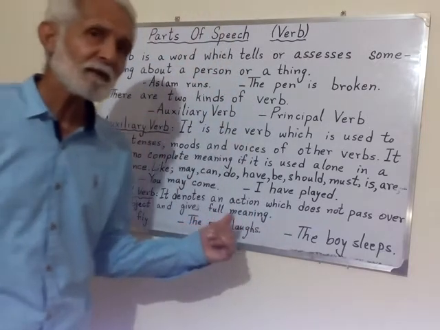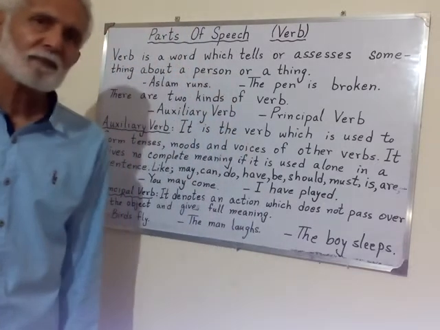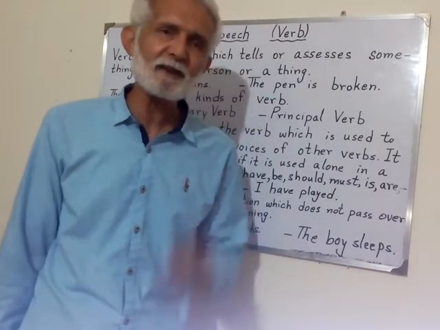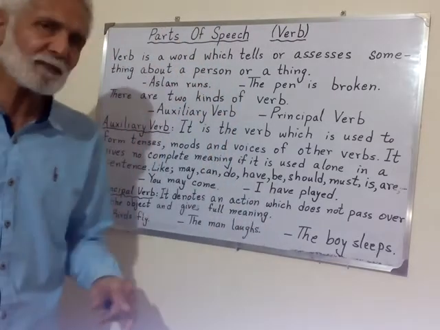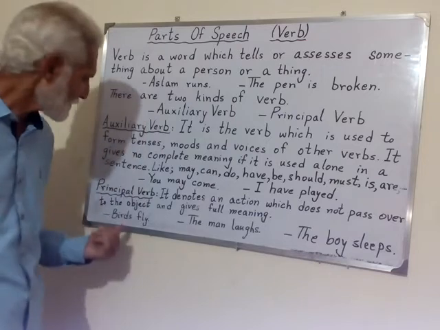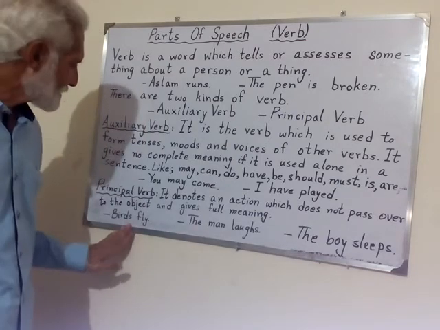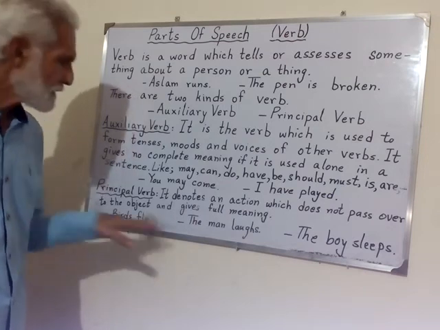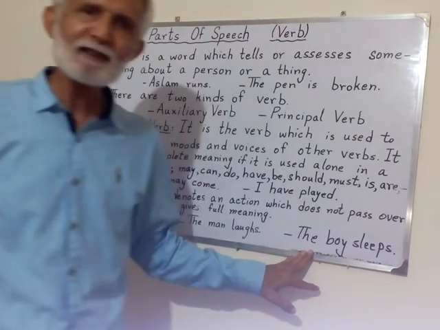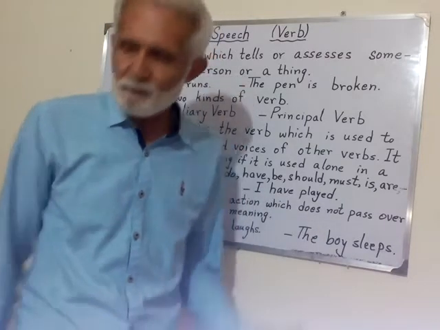But in principle, I will tell you there are two kinds of principal verb. In one, action is passed; in the second, action is not passed. But if somebody asks you about principal verb, then you will use this definition. Why is action not passed? Look, birds fly. The man laughs. The boy sleeps. Action has not been passed. It is performed. Principal verb.